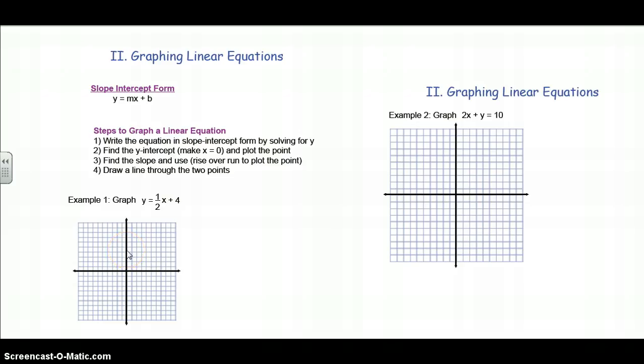And then find the slope. Use rise over run to plot the point. So again, how much does it rise here? 1, and it runs 2. So then we would just rise up 1, but run 2 to get us that 1/2, and then draw a line through the 2 points. So try this one on your own now. Pause the video and solve it.